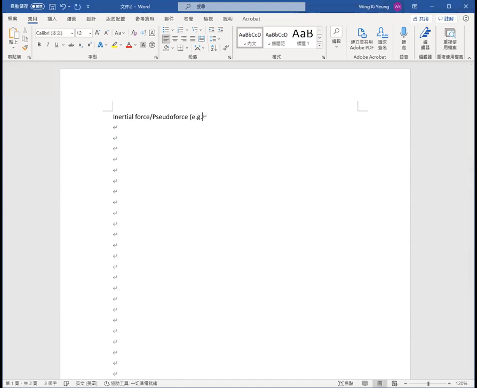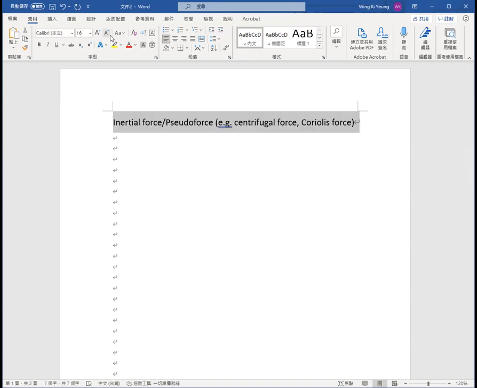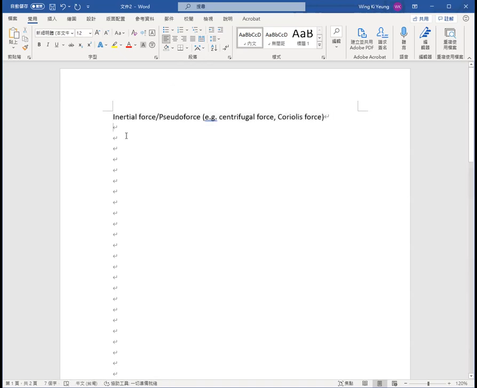One of the examples is the centrifugal force. I'm not sure if you have heard about this name. Or Coriolis force. But we are not going to talk about these two right now. Coriolis force is not in the syllabus.